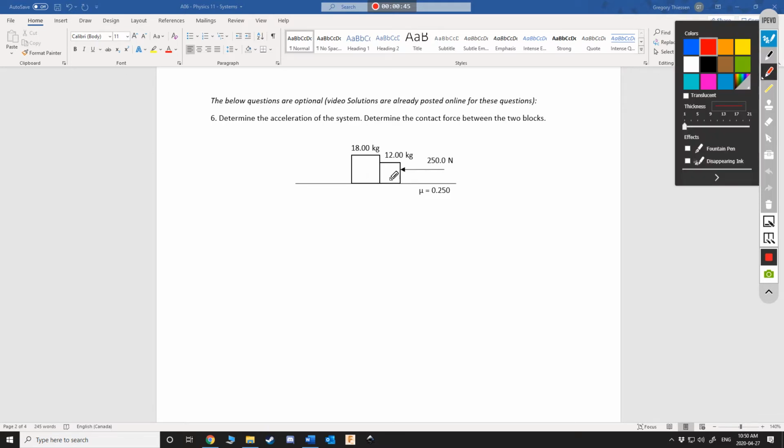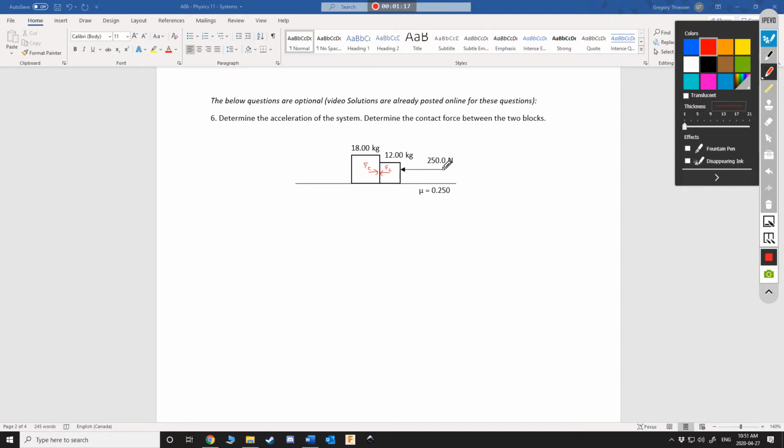So first of all, we see this applied force, that's 250 newtons, but what we need to recognize is that there's this contact force. So when this 250 newtons points to the left, this bigger block is pushing on the 12 kilogram object. But also because of Newton's third law, we know that there's going to be an equal and opposite force in the opposite direction. So the 12 kilogram object is pushing on the 18 kilogram object. At the same time, the 18 kilogram object is pushing on the 12 kilogram object.